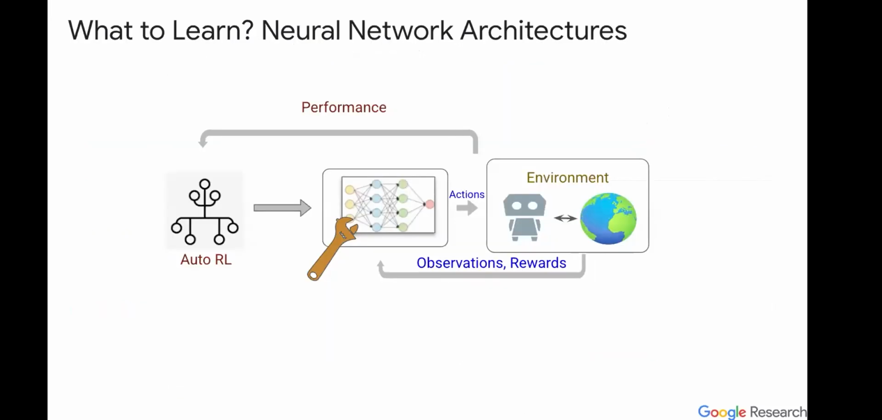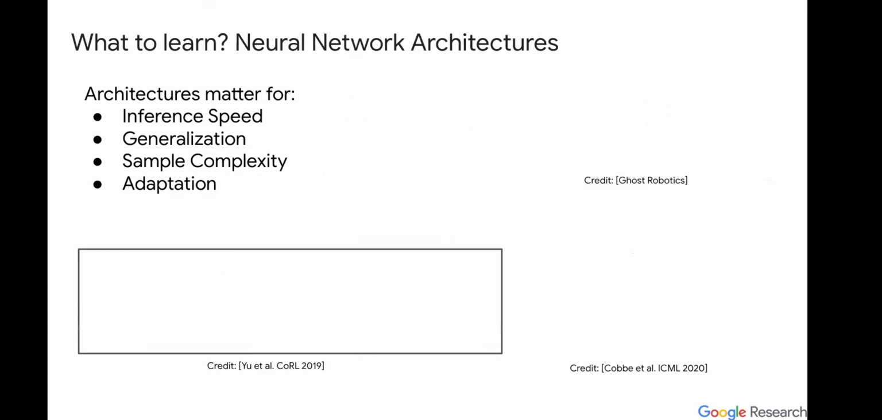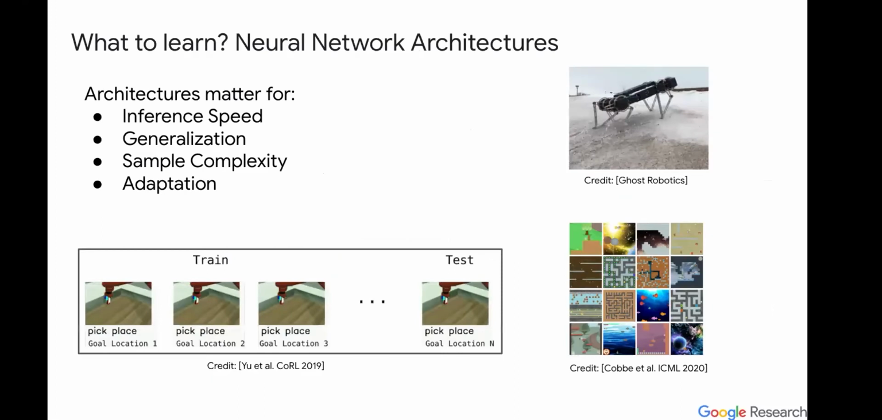So then, moving on. The first part I want to talk about is what we want to learn in our AutoRL: neural network architectures. Why does that even matter in RL? We know why it matters in supervised learning, but it turns out it also really matters in reinforcement learning. Architectures matter for, let's say, inference speed. If you're running a robot which takes milliseconds to make an action, then you really need a small policy.